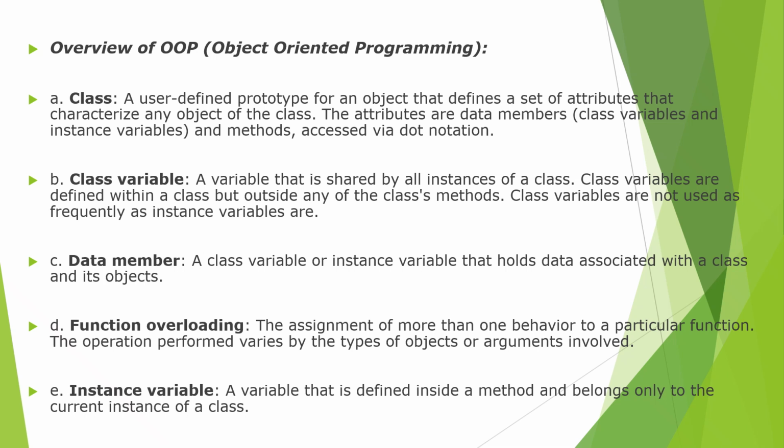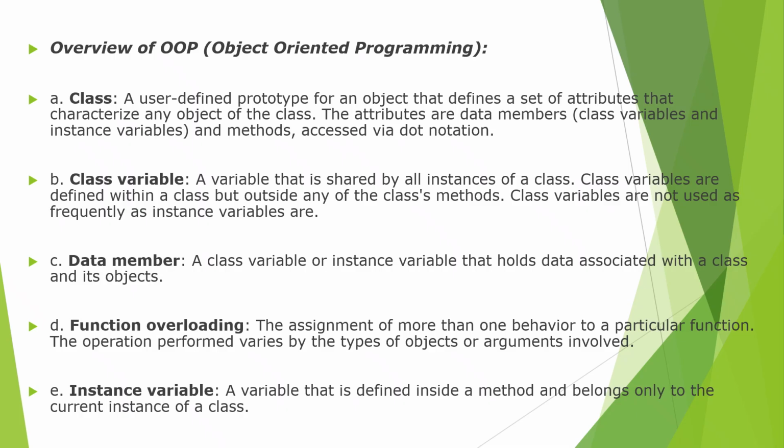Next one, data member. A data member is a variable defined within a class that holds data associated with that class and its objects. These members represent the properties or attributes of a class. They can be class variables or instance variables. Next one, function overloading. It refers to defining multiple functions with the same name but different types or numbers of parameters. This allows functions to handle different types of input or perform slightly different operations while maintaining a common name, improving readability and reusability.